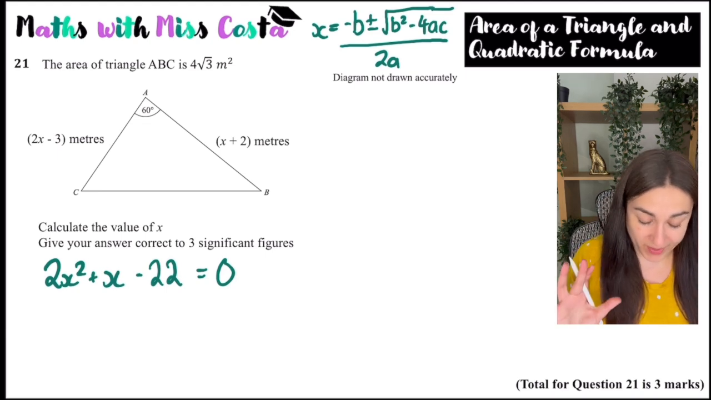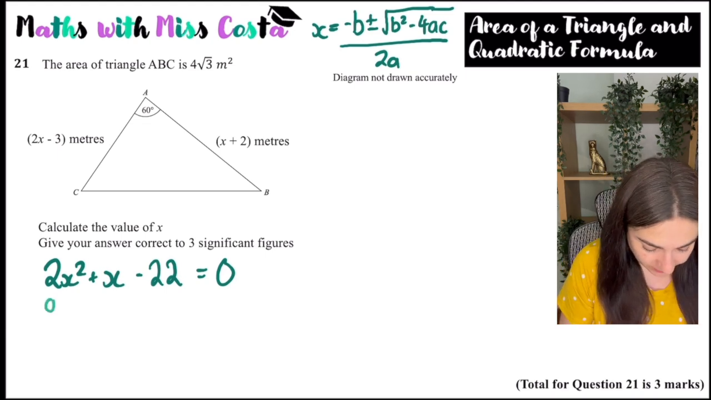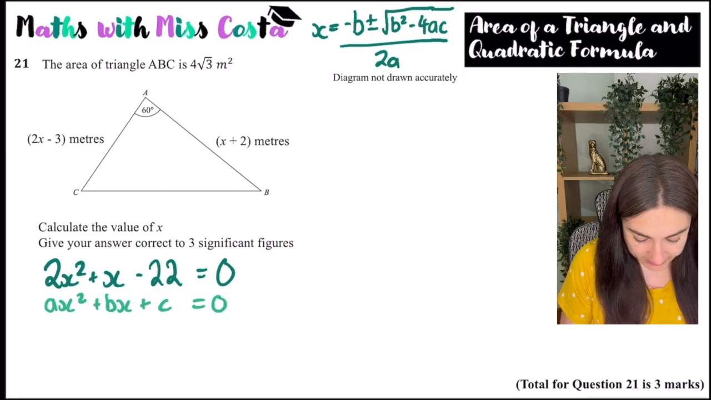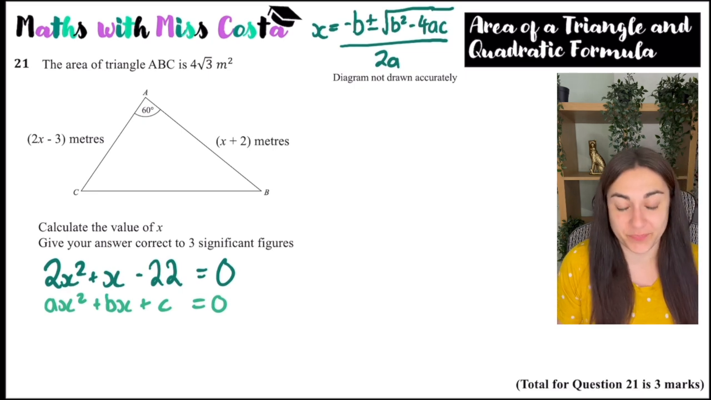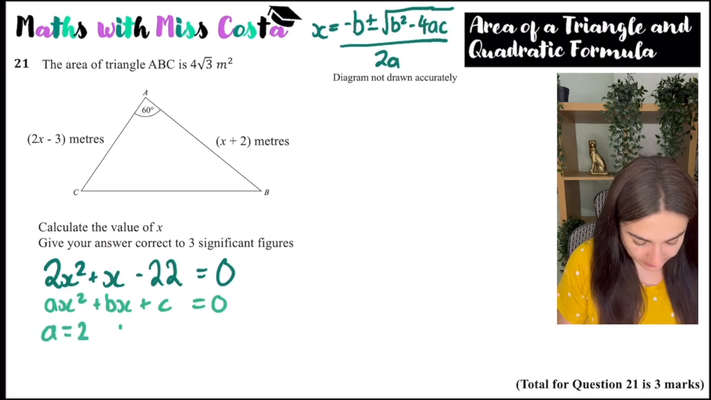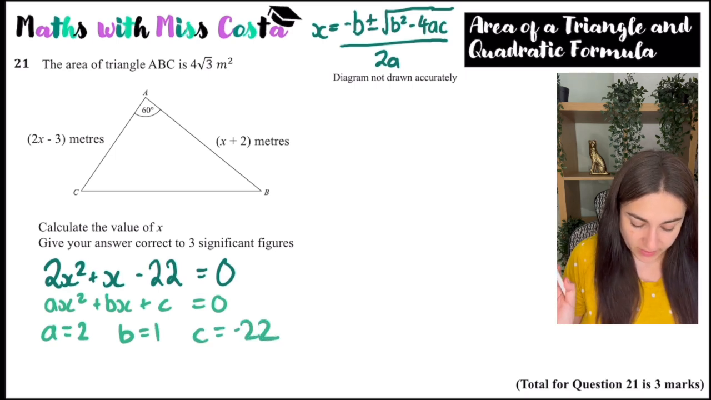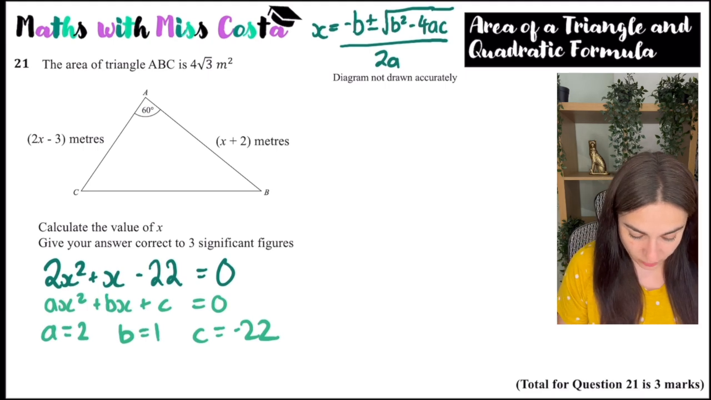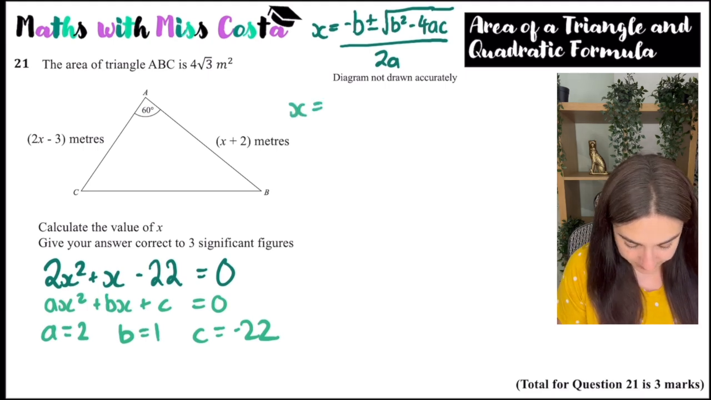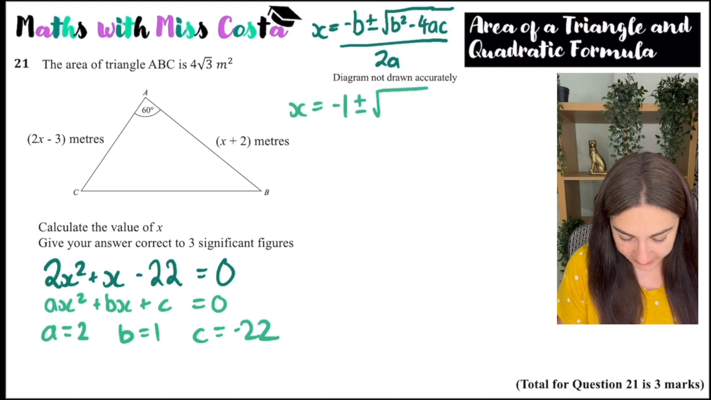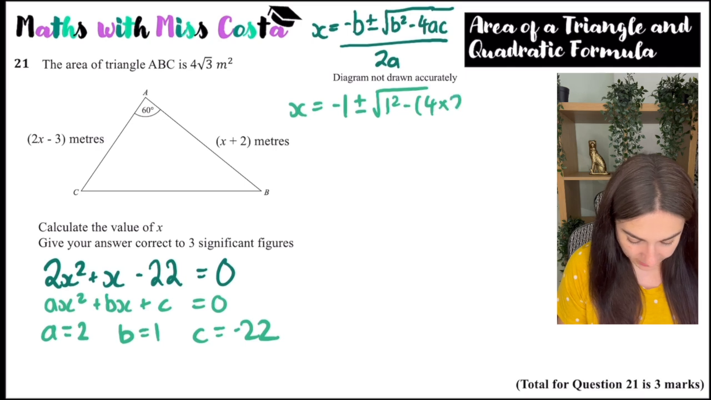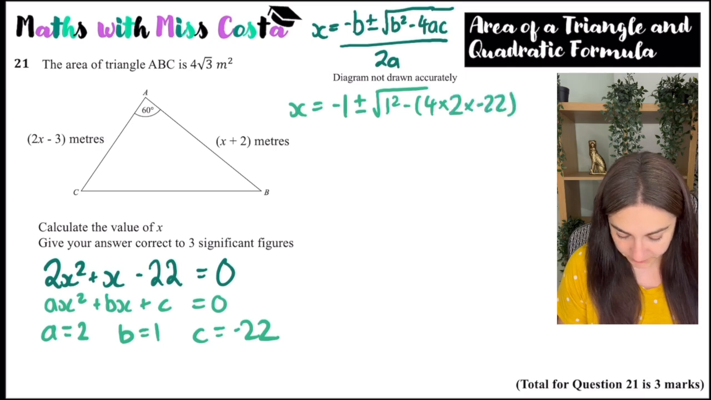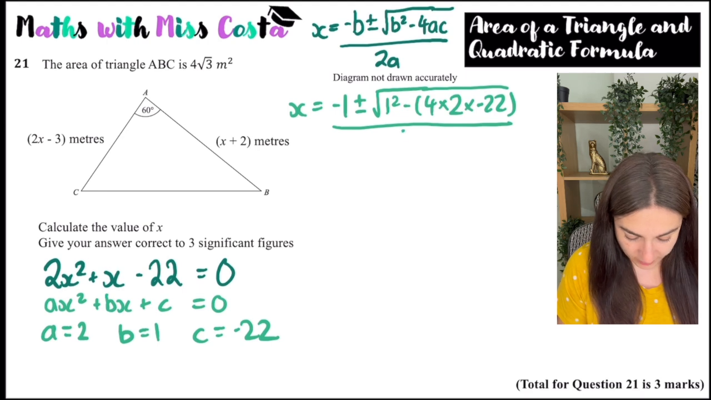So with every quadratic, you know that it can be expressed in the form ax squared plus bx plus c. So therefore, with this equation, I know the value of a is 2, the value of b is 1, and the value of c is minus 22. So I'm just going to substitute that into the quadratic formula. So x is going to be minus 1 plus or minus the square root of 1 squared minus 4 times 2 times minus 22 over, and then 2 times a is 4.